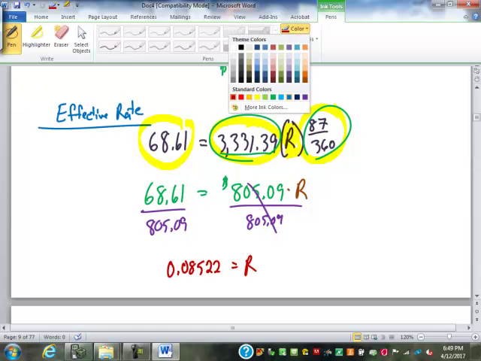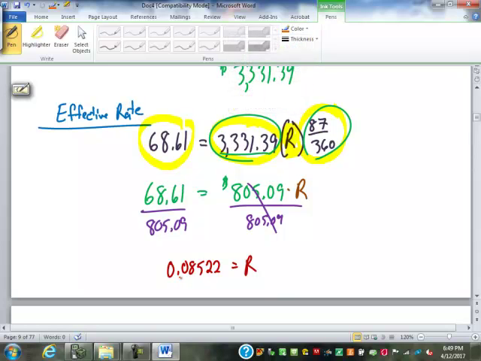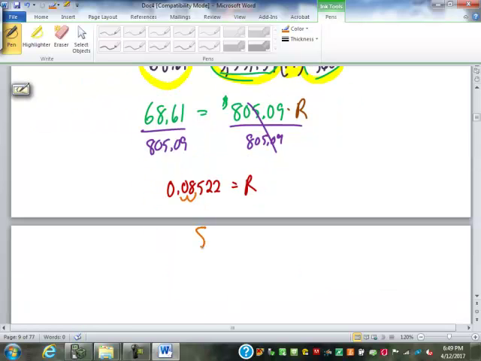I kind of mentioned in passing that we were to round this to the nearest 100th percent. So we first move the decimal point. That's 8.522%. And then we round to the nearest 100th, which is going to be 8.52%.